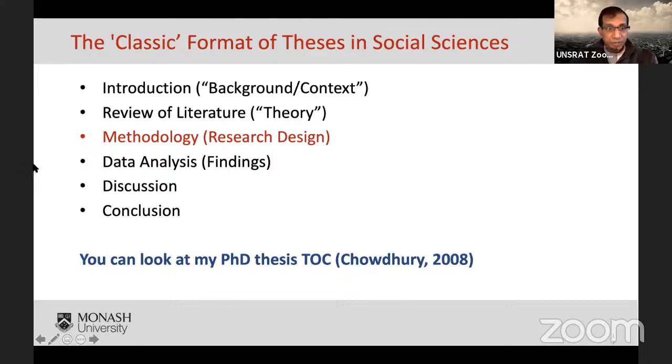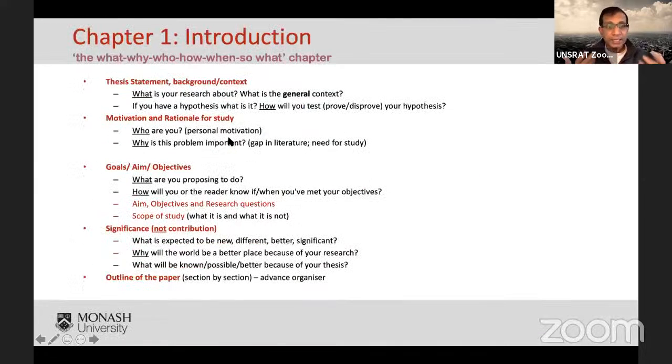So we start with the first one, which is the introduction or the background and context. And this is how the chapter looks in terms of its sections. So just take a look. You can take a photo if you want, but it can work as a kind of checklist for you to check your own writing and make adjustments if needed.